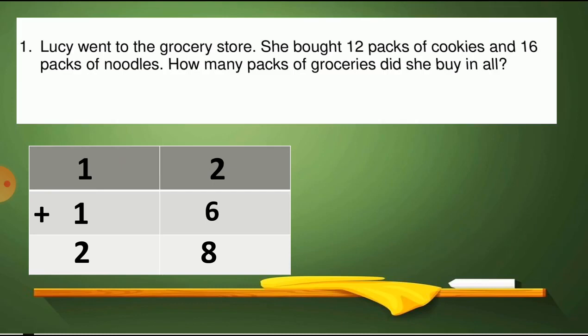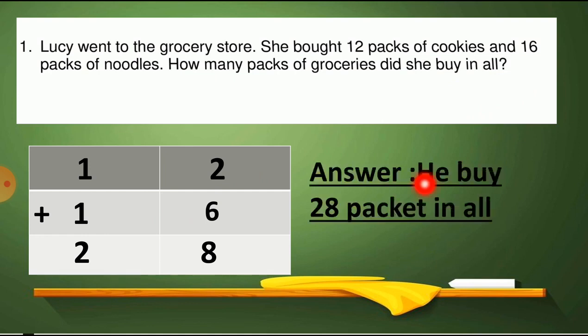So, let's now read this sum again. Lucy went to the grocery store. She bought 12 packets of cookies, so I write 12 here, and 16 packets of noodles, so I write number 16 here. How many packets of grocery did she buy in all? So, we can write down the answer. She bought 28 packets of grocery in all. So, here is the answer. She bought 28 packets in all.